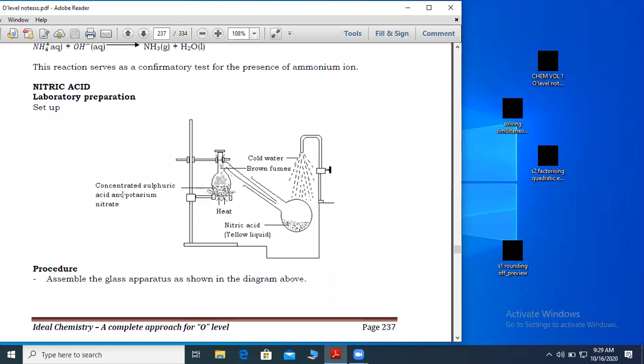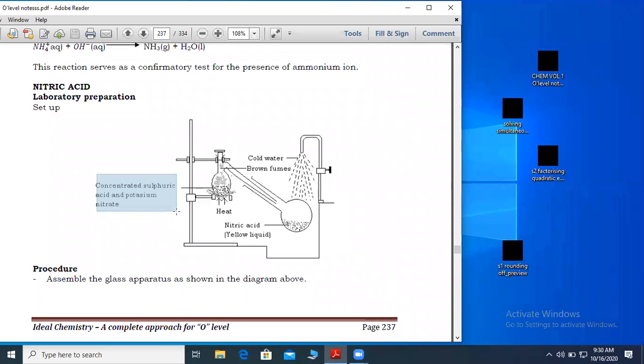However, potassium nitrate can be substituted by sodium nitrate. Remember, from the reactivity series, potassium is just near sodium. So most of the time, what potassium can do, even sodium can do. So I'm saying that instead of potassium nitrate, we can also use sodium nitrate. But the best is potassium nitrate.